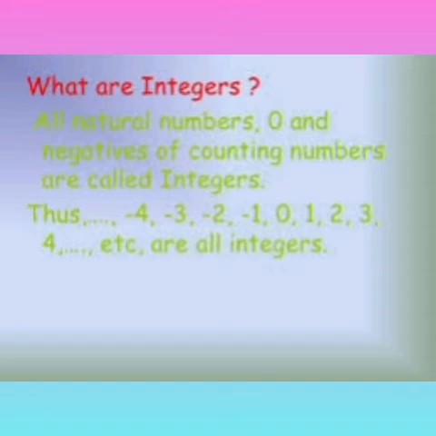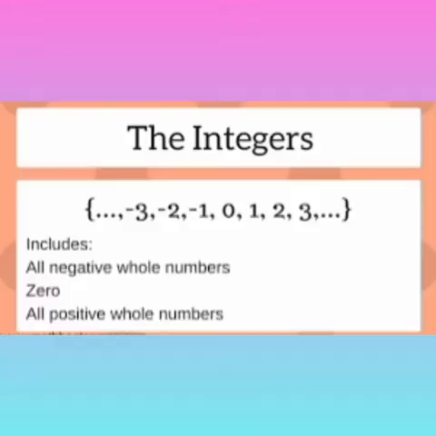What are integers? All natural numbers, zero and negative of counting numbers are called integers. Thus, all negative numbers and zero and positive numbers are called integers. The integers include all negative whole numbers, zero and all positive whole numbers.